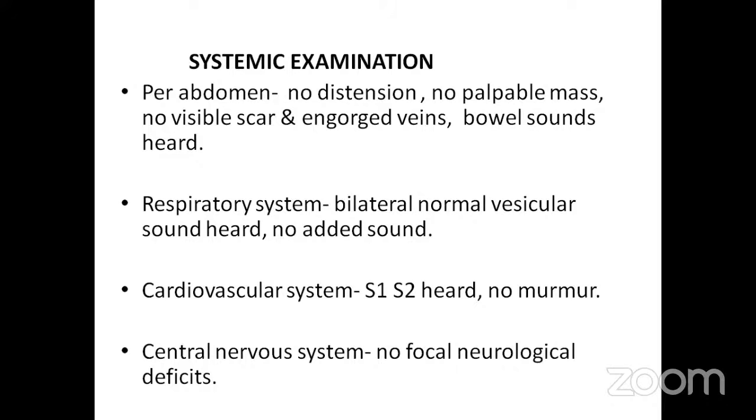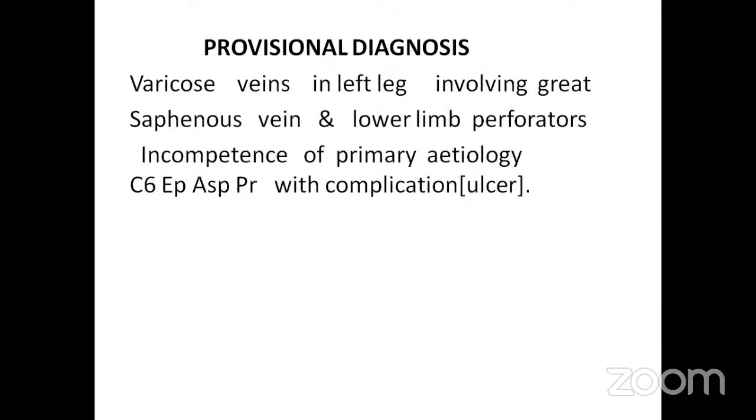Systemic examination: per abdomen, no distension, no palpable mass, no visible scar or engorged veins. Bowel sounds heard. Respiratory system, bilateral normal vesicular breath sounds heard, and no added sounds. Cardiovascular system, S1, S2 heard, no murmur. CNS, no focal neurological deficit.